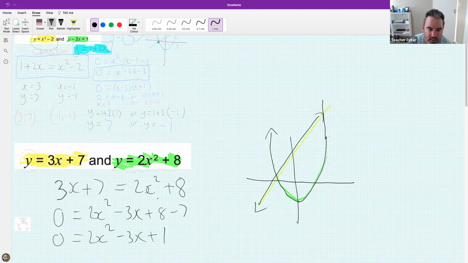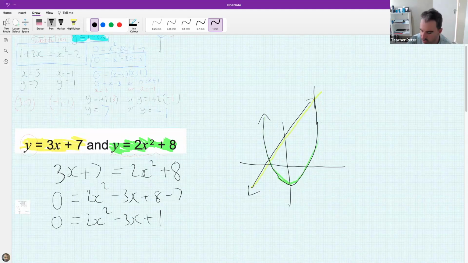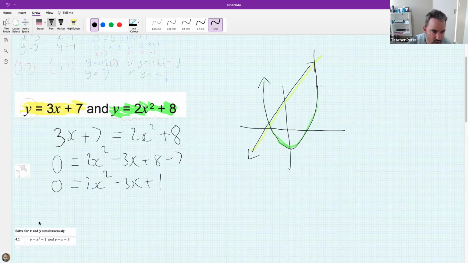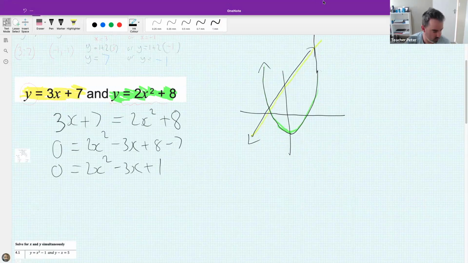So I want to see those x values, or I want you to say done in the chat when you are done, so I know you've solved it. Either say done or put the x values in the chat when you've solved it.